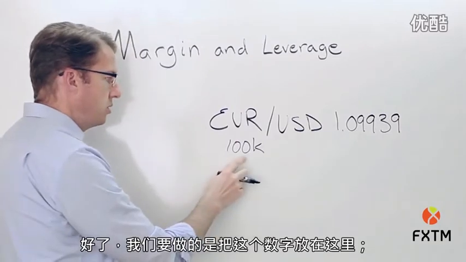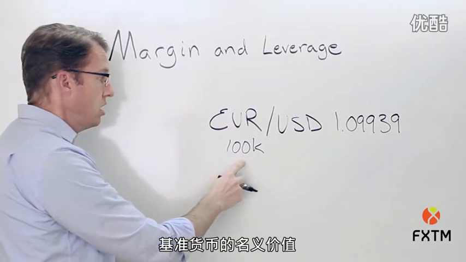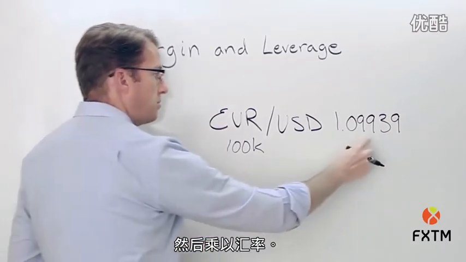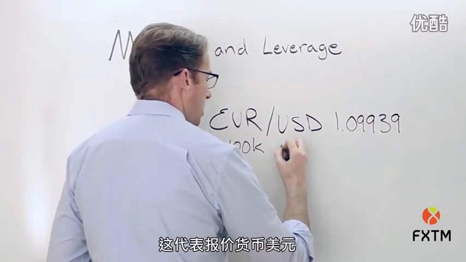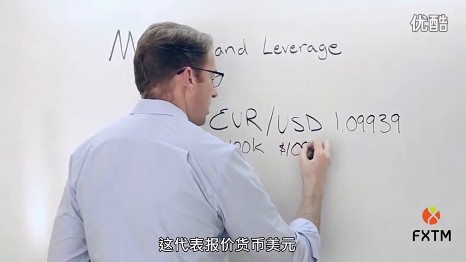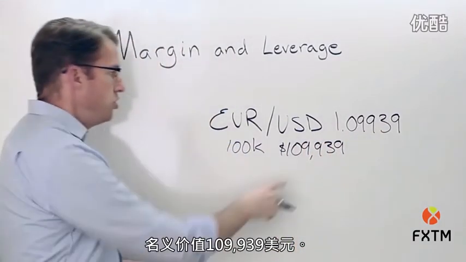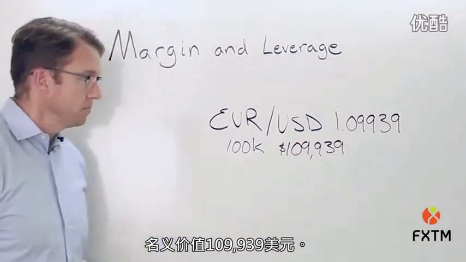Well, all we would have to do is take the notional value in the base currency. So how many units of the base currency does this lot represent? We multiply that by the exchange rate. So we know that in this case, this represents $109,939 of notional currency in the quote currency, the US dollar.